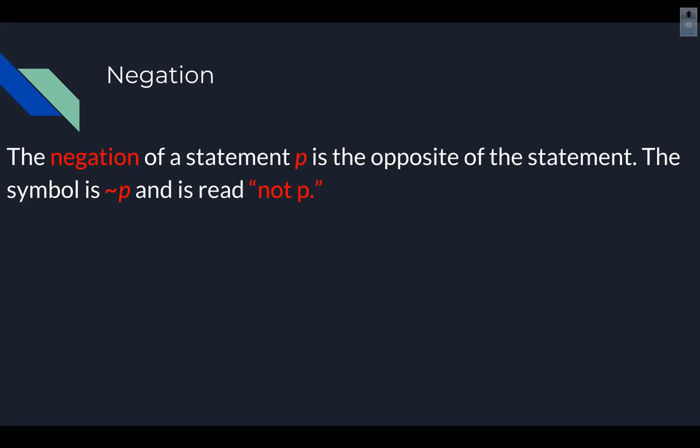All right, negation. If you negate a statement, P, that is the opposite of the statement. The symbol is the squiggly line before the P, or it could be the squiggly line before the Q. So when you see it like this, it's read not P. So this is like a not symbol. So not P, not Q.